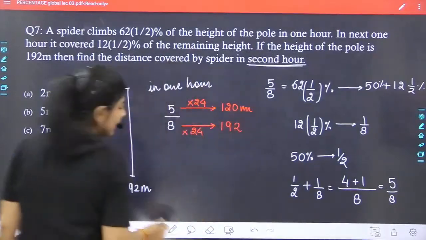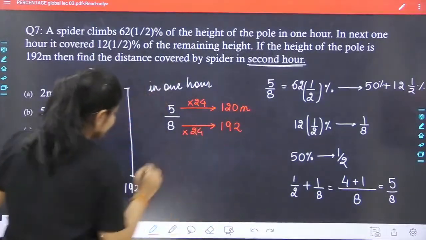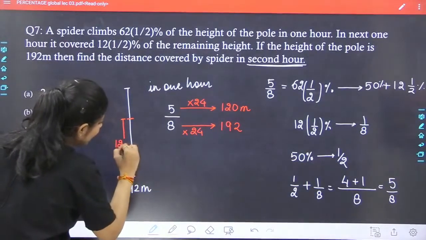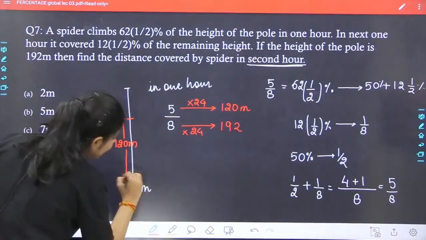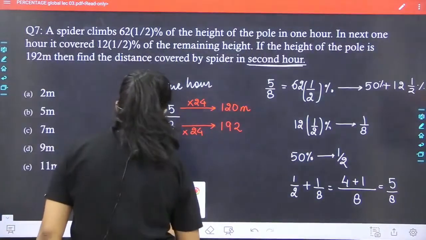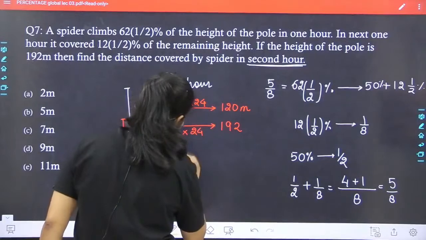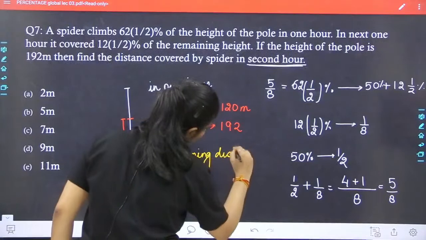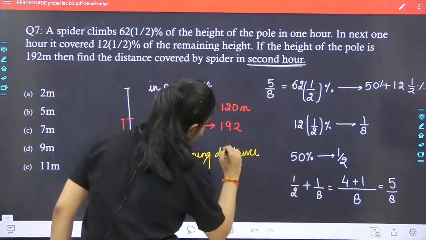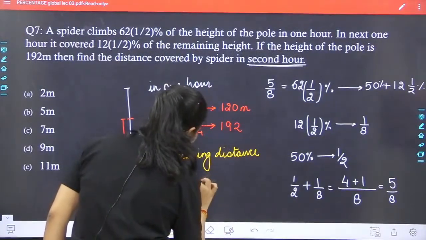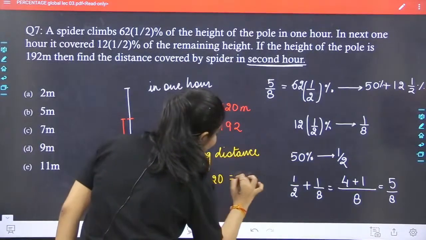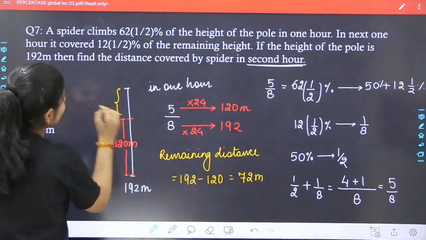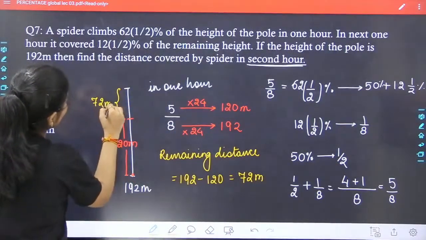That means in the first hour, the spider will cover 120 meters out of 192 meters. So we are left with 192 minus 120. We are left with only 72 meters.